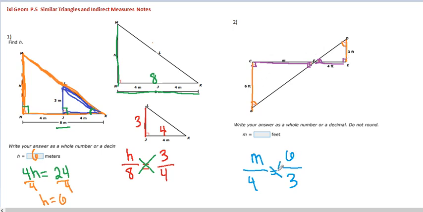Cross multiply, and that gives us 3m equals 24. Then when you divide, m equals 8.